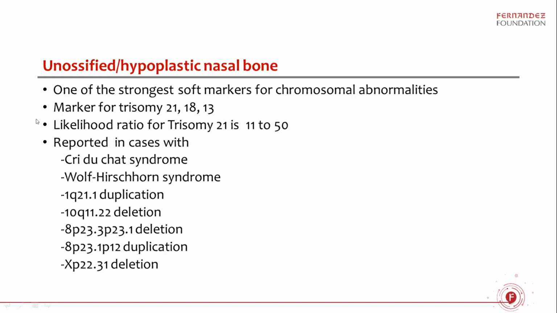So when we look into either an ossified or hypoplastic nasal bone, we all know that it is a soft marker for the most common chromosomal aneuploidies like 21, 18, 13. Specifically for 21, the positive likelihood ratio is almost 11 to 50. In addition, isolated hypoplastic nasal bone has been reported in 5p deletion, 4p deletion, 1q, 8p, 10q, and Xp. So some of the other chromosomal microdeletions were also reported in cases with isolated nasal bone hypoplasia or aplasia.